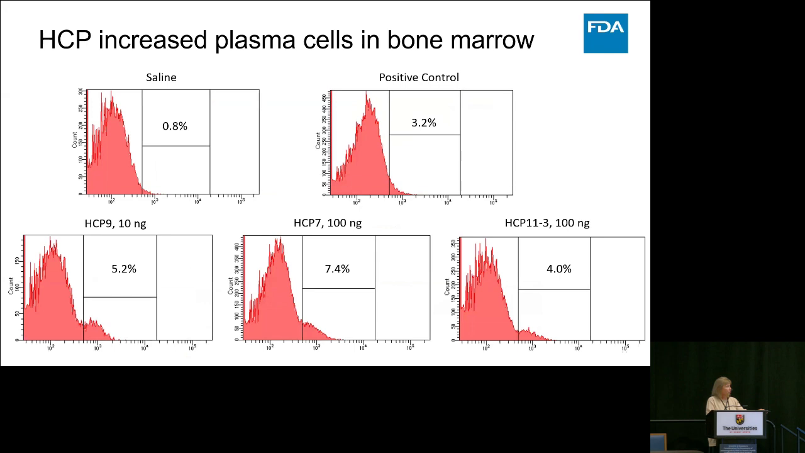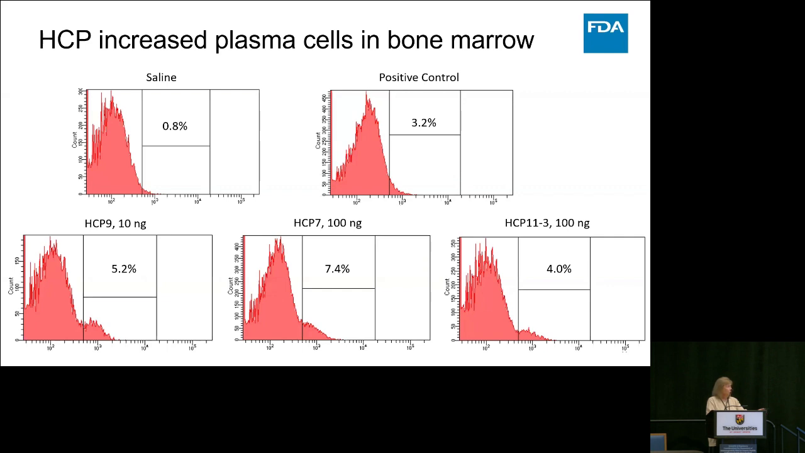And this is looking at plasma cells in the bone marrow. This is saline, where there's basically nothing. Here we have our positive control at 3%, and you can actually see very clear peaks here for the host cell proteins. This is one of them, another, and another. And they were all pretty robust.